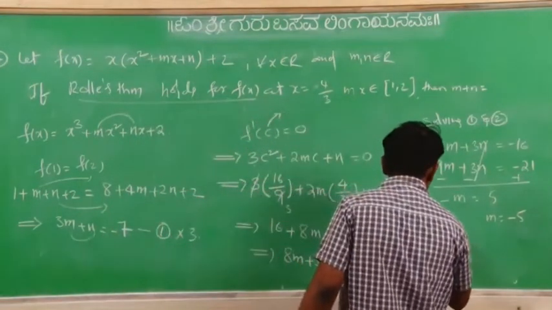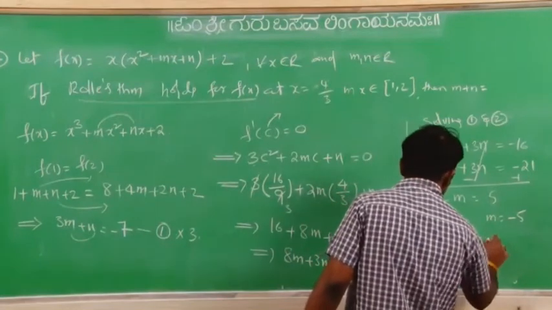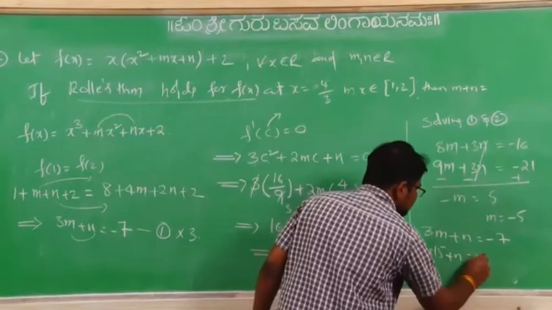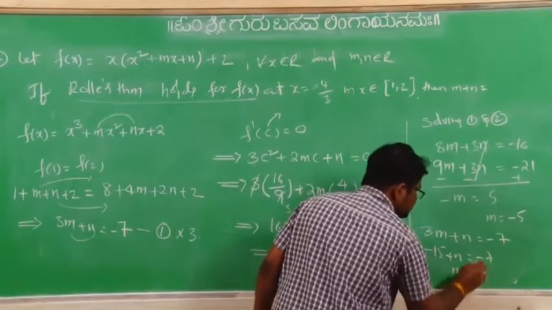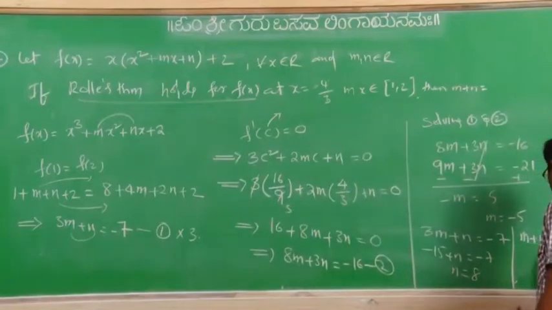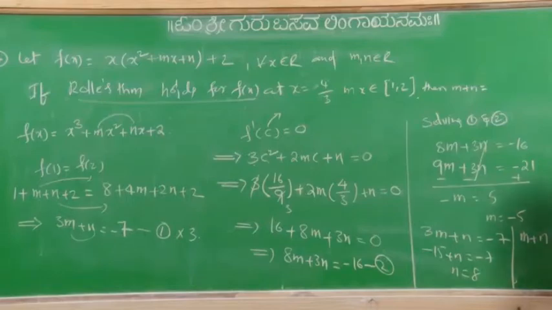This m value, substitute in equation number 1. Equation number 1 is what? 3m plus n equal to minus 7. Here minus 15 plus n equal to minus 7, n equal to 8. So finally, what value are they asking? m plus n equal to minus 5 plus 8 equal to 3. So this is our answer, right?